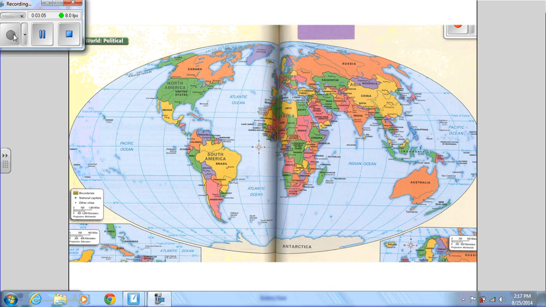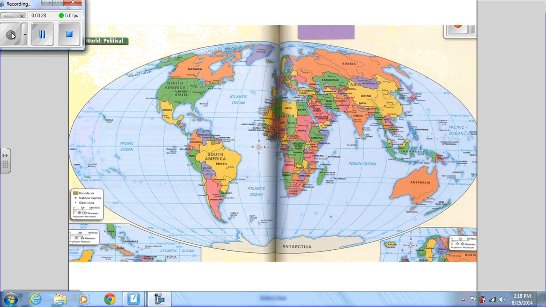If you said the equator, you're correct. I want everybody to find the equator and put your finger on it now. You can see that the equator basically divides the world in half. It divides the world from the northern half of the world to the southern half of the world. And the equator is labeled 0 degrees because it's right there in the middle.